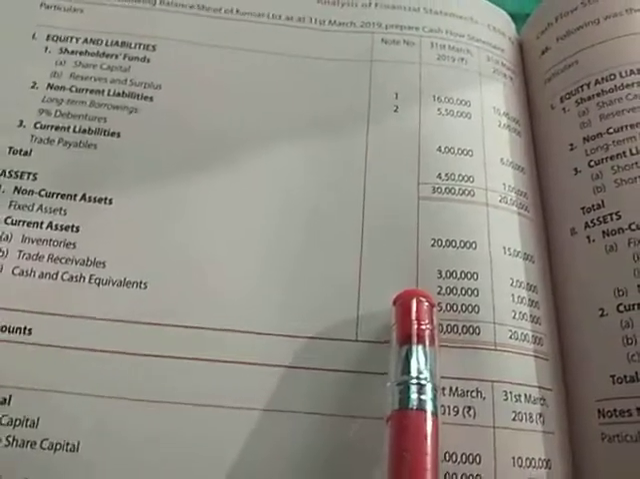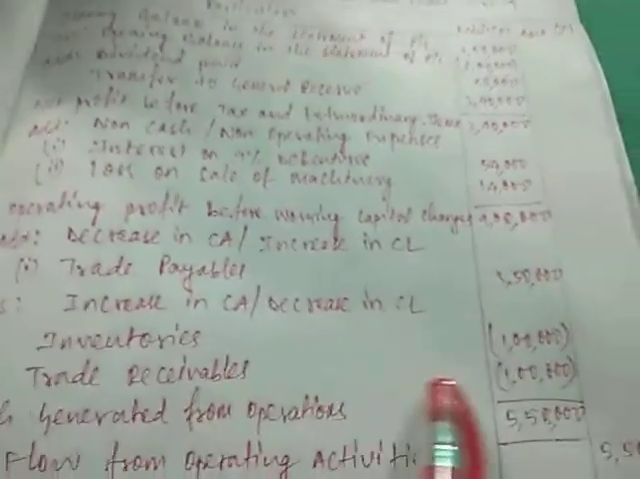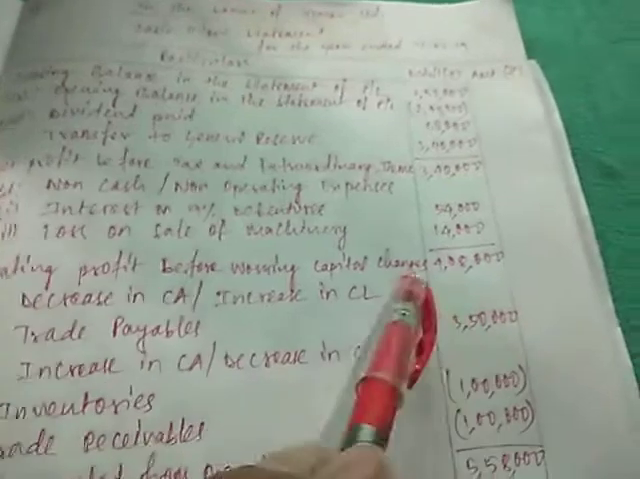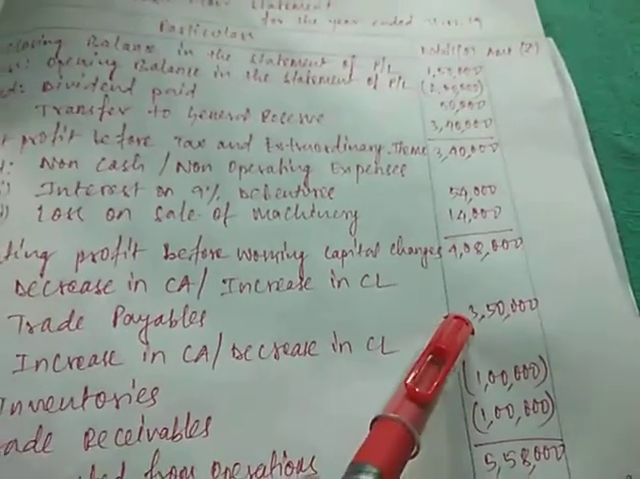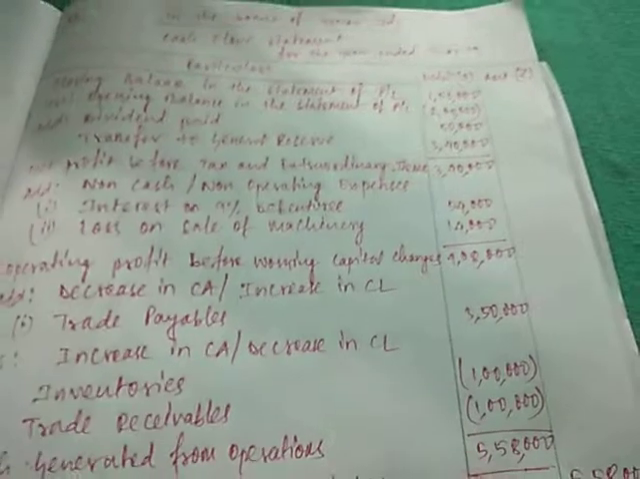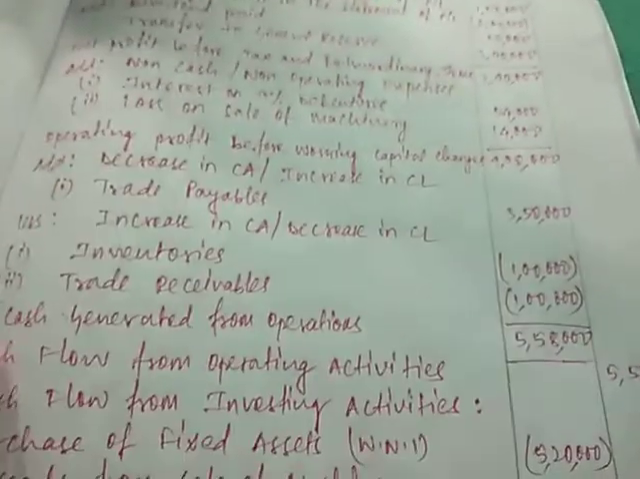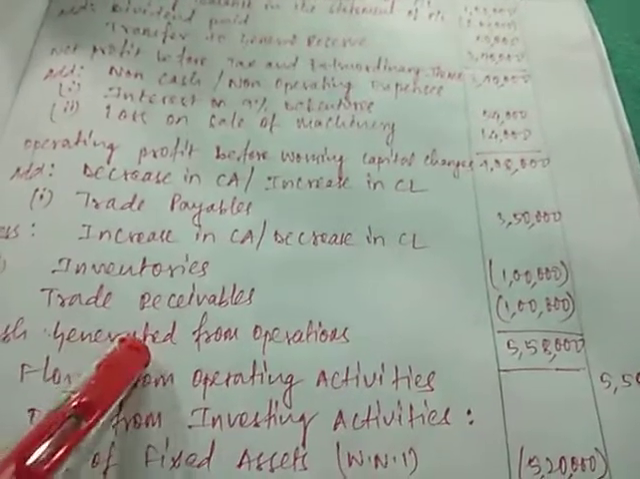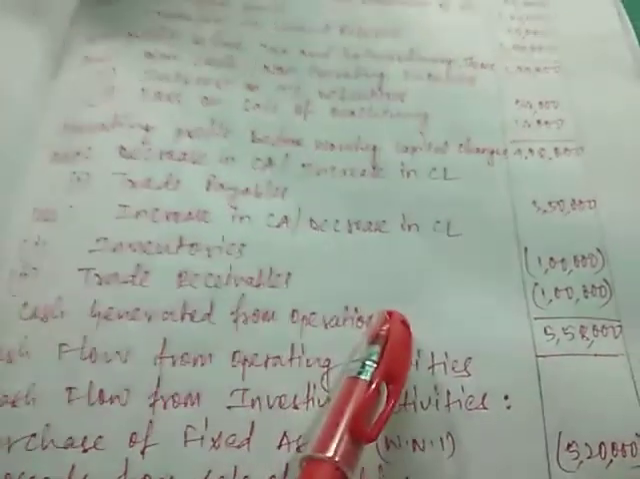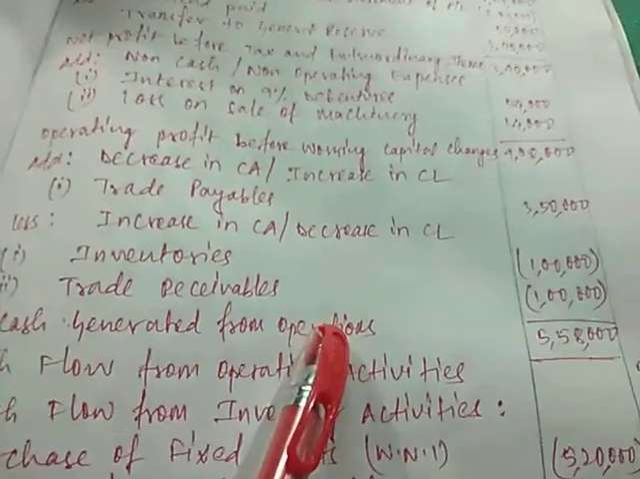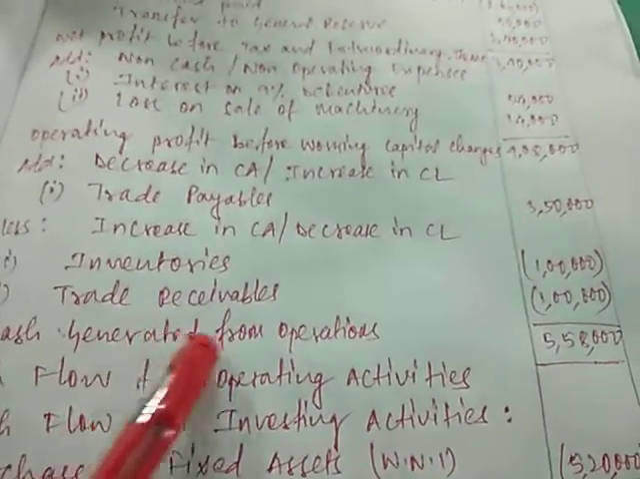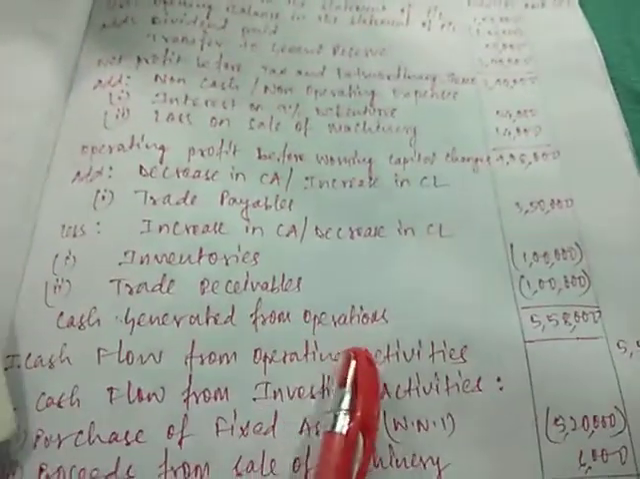Next is trade receivables. Let us check what is the balance of trade receivables. Trade receivables from 1 lakh to 2 lakh, it has increased, so it will also be subtracted. There is a difference of 1 lakh, so 1 lakh will be subtracted here. So when you take the sum of 4,08,000, 3,50,000, negative 1 lakh and negative 1 lakh, you will get 5,58,000. This is the cash generated from operations, or the operating profit after working capital changes. Earlier it was before working capital changes, now it is after working capital changes.